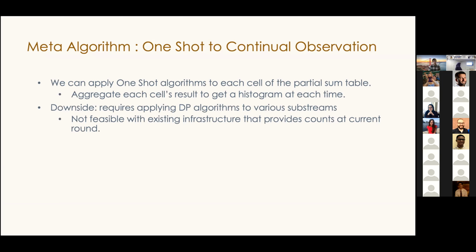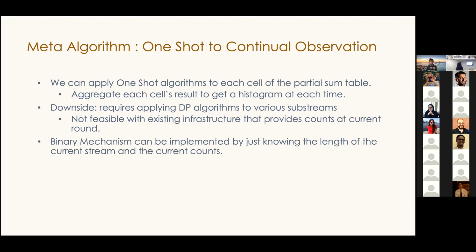So the downside of this approach is that it's going to require applying the differentially private algorithm to various substreams. So if I have a full stream and I want to know what the top drug purchase is after 1,000 customers have entered the store, I'd run a one-shot algorithm on all these different substreams for that query. And it's just not feasible with existing infrastructure. We can't slice and dice the stream and run algorithms on different parts of it to provide the count in any given round.